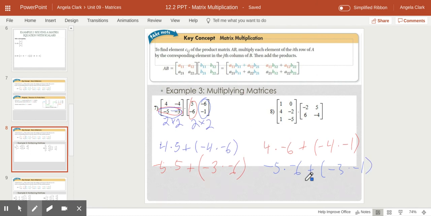Okay, so let's actually evaluate these so we get numbers instead of expressions. I'm going to write the answer over here because I lack space. So I have 4 times 5, which is 20, plus -4 times -6, which is positive 24. So we have 4 times 5, which is 20, plus -6 times -4, which is positive 24. So 20 plus 24.